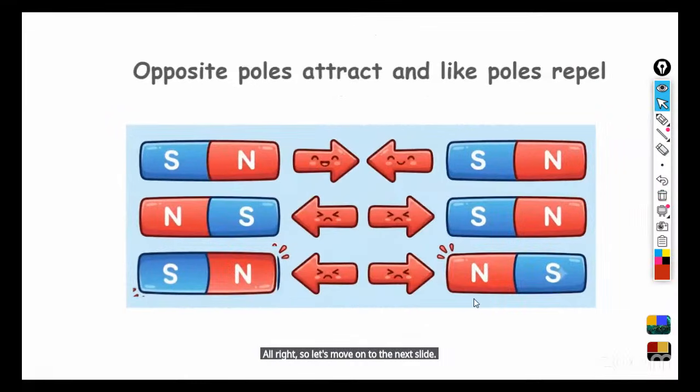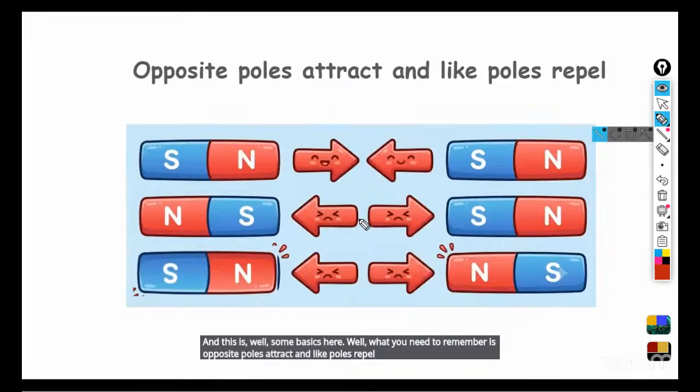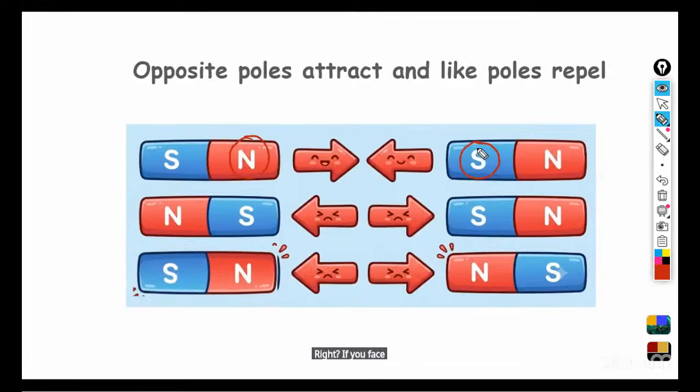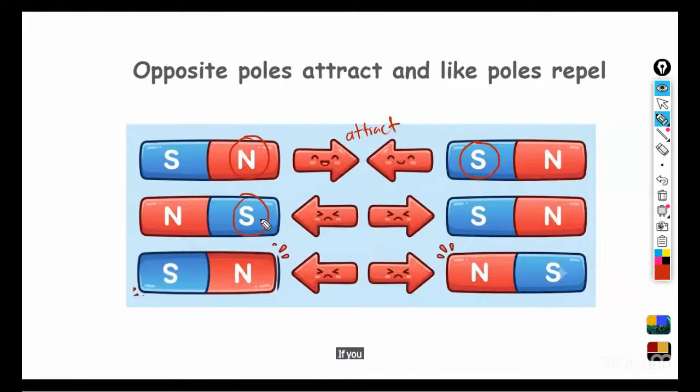And this is some basics here. What you need to remember is opposite poles attract and like poles repel. So we have three quick situations here, even though I know a lot of people know this. If you have two magnets and you organize them such that a north pole and a south pole are facing each other, look at the arrows. The two of them will what? Attract. Simple.